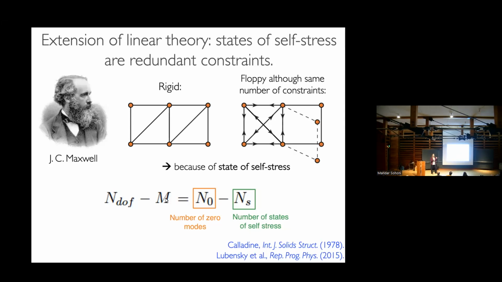So I can think of this as a state of self-stress, and I can adjust the counting theory to say that the number of zero modes should be the number of degrees of freedom minus the number of constraints. But then I also have to subtract off these redundant constraints, and I do that by counting states of self-stress. This is known as Maxwell-Calladine constraint counting. It tells you about the jamming transition and lots of other interesting things.